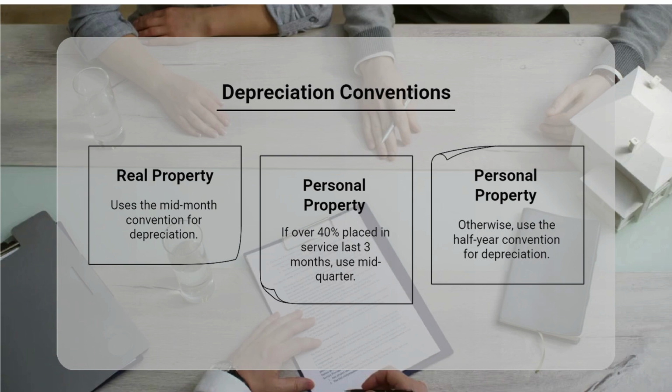Second, mid-quarter convention, which is used for personal property if more than 40% of the total assets were placed in service during the last quarter of the year. Third, half-year convention, which is the most common one. It assumes all the assets were placed in service halfway through the year, giving half a year's depreciation in the first year.